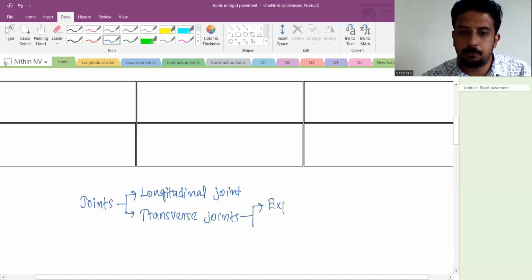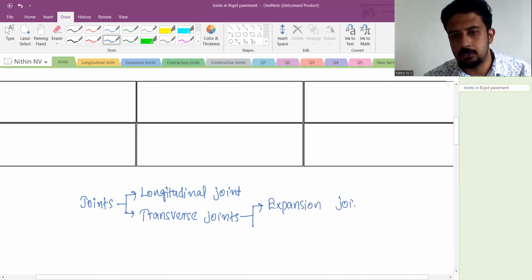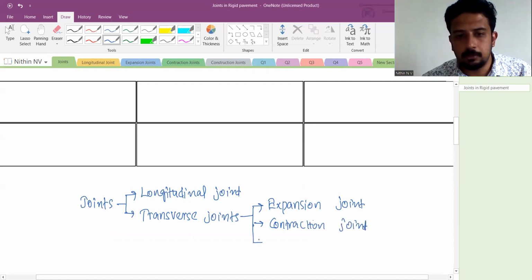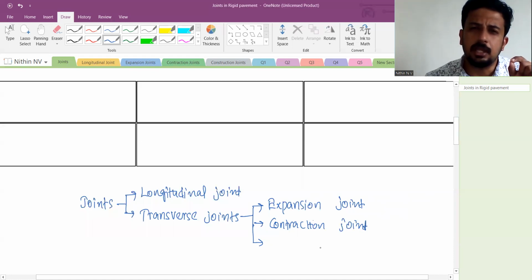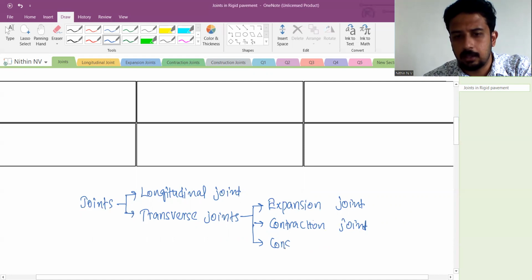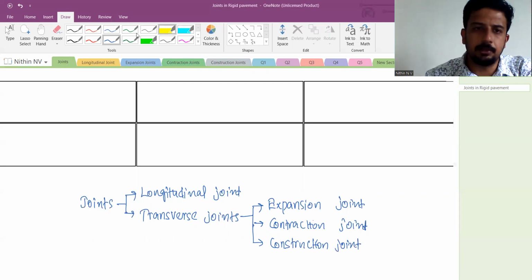These transverse joints are of three types. First one is expansion joint. You might have already heard about it. The second type of transverse joint is contraction joint, opposite to expansion. The third, which is not that important from a competitive exam point of view, but still, is construction joint. You should know what it is. They can ask you for 1 mark.